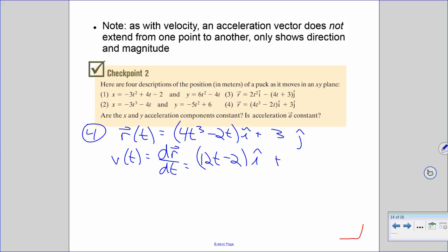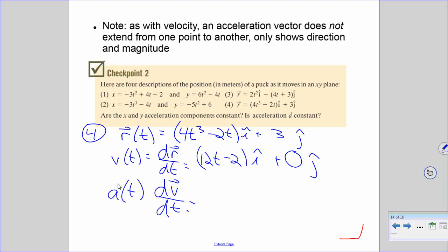Plus, what's the derivative of 3? 0. So it looks like this thing is only moving horizontally, right? There is no vertical motion. Does that make sense? Because my j component is 0. Follow? All right, so now I can find my acceleration at time t by taking the derivative of v with respect to t. So I'm just going to take the derivative again.